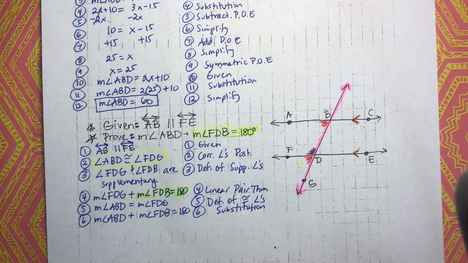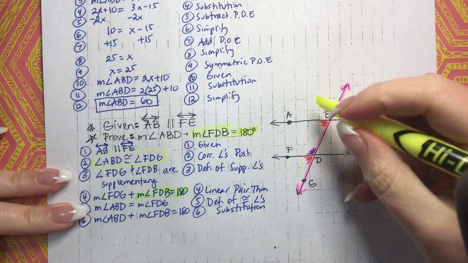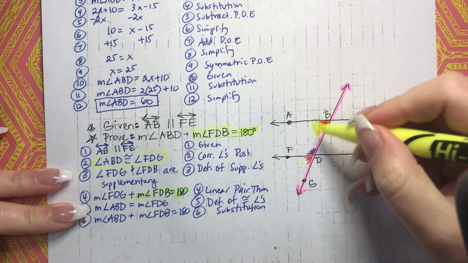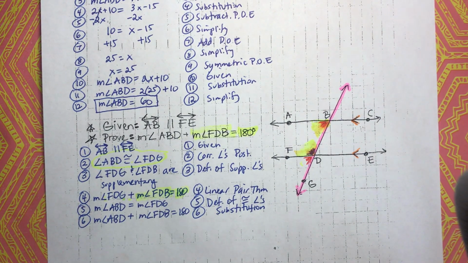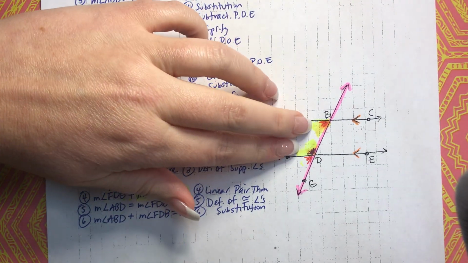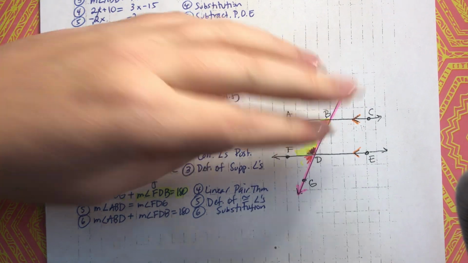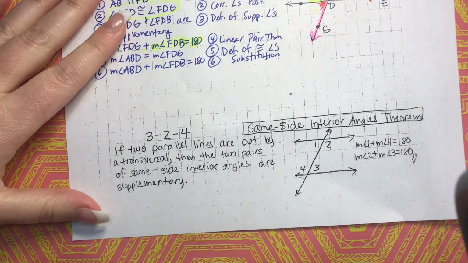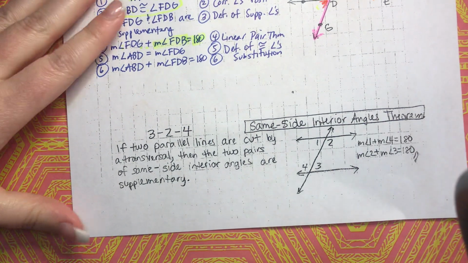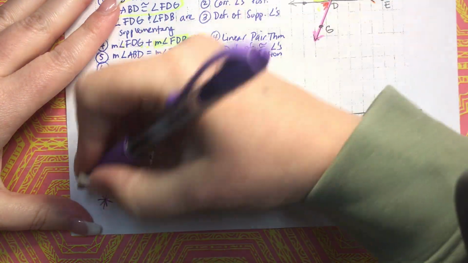Awesome. So if you look at these, what were we trying to prove? We were trying to prove that the measure of ABD plus FDB is equal to 180. And these two angles, if you remember, are same side interior angles. So same side interior angles are actually supplementary to each other. And that leads us to our fourth flashcard, the same side interior angles theorem. This is our fourth flashcard.